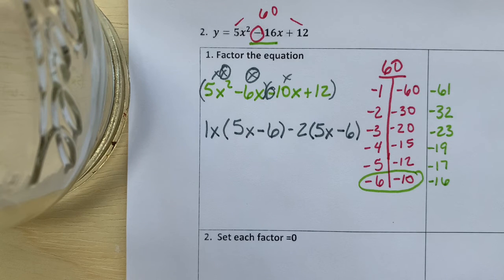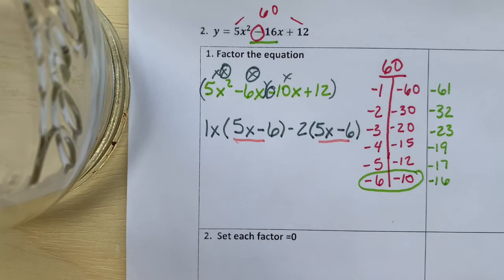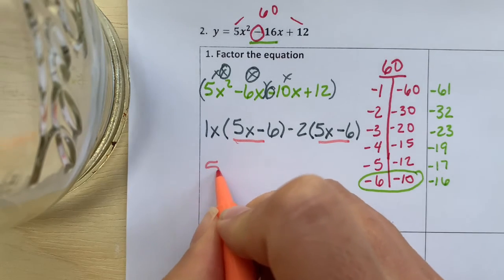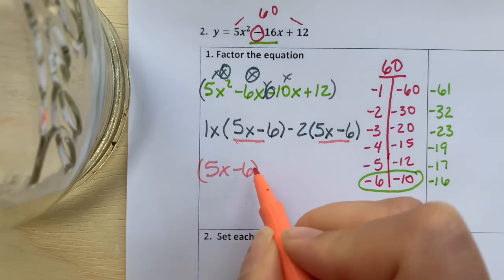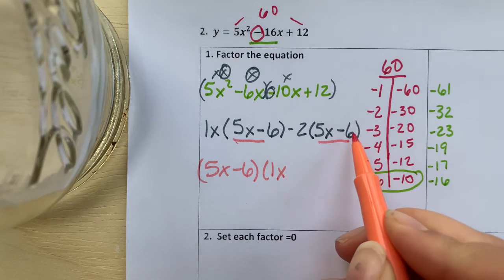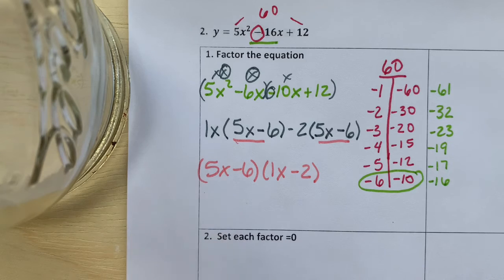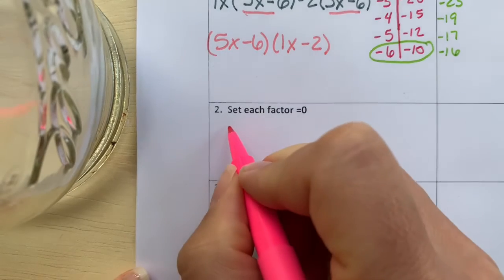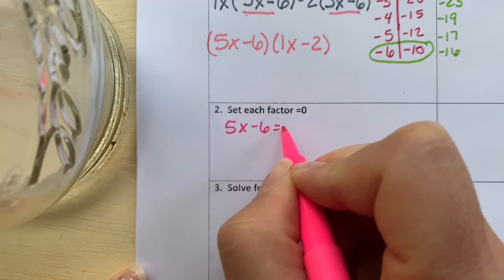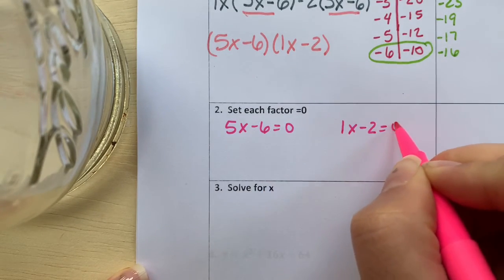Now, are both of them the exact same? 5x minus 6 and 5x minus 6, they sure are. So that means that we can rewrite it as 5x minus 6. This 5x minus 6 is being multiplied by a 1x. And this 5x minus 6 is being multiplied by a negative 2. So now we are done factoring. The next thing it tells us to do is to set each factor equal to 0. So we're going to set each factor equal to 0. 5x minus 6 is equal to 0, and 1x minus 2 is equal to 0.